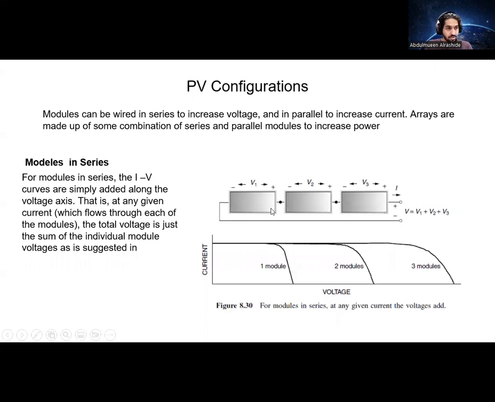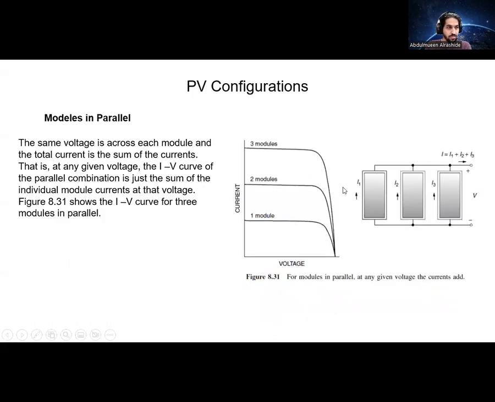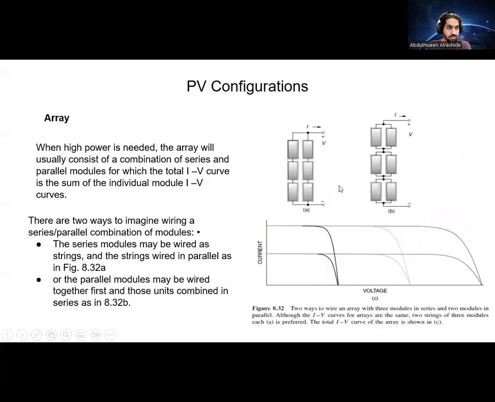Now the cells, you can connect them as you learned in Circuits One. You can connect them in series, so you can increase the voltage. This is the new curve, the curve for modules 1, 2, and 3, all of them combined. Or you can connect them in parallel. In this case, you increase the current, which is the sum of the currents of all of them. If you are interested in both, you can connect them in an array. So you can increase both the voltage and the current, depending on your application and how much current and how much voltage you need.